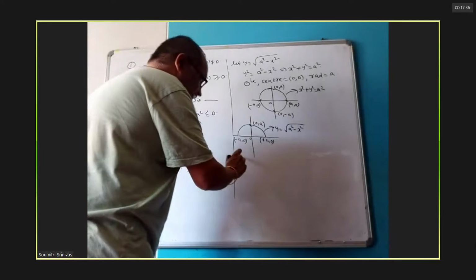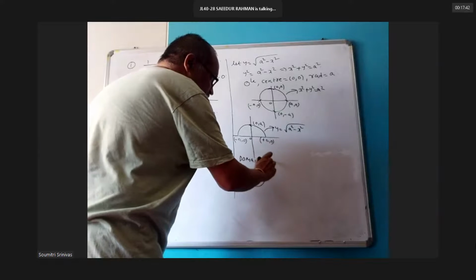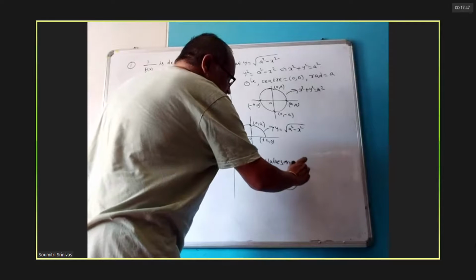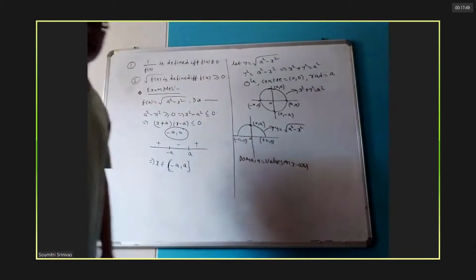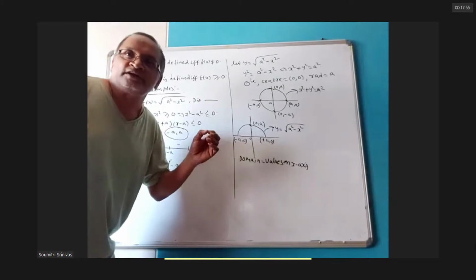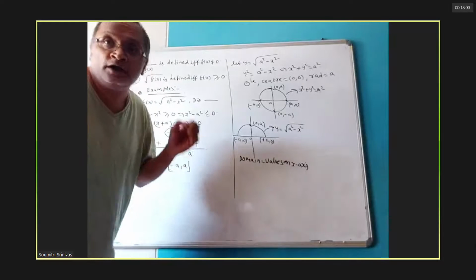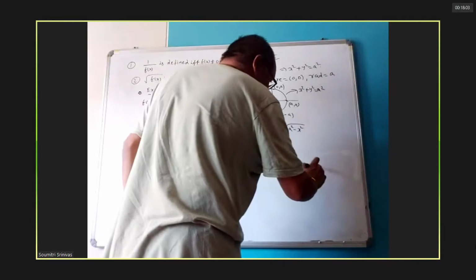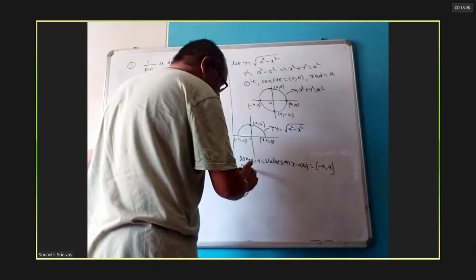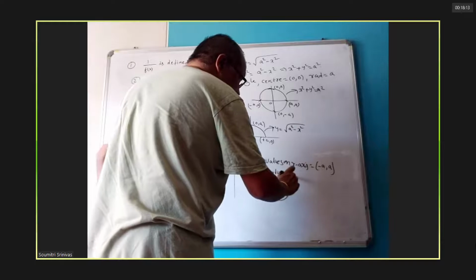इसका डोमेन क्या है? What's the domain? Domain means values on x-axis. What are the values? You can see which function is taking on x-axis: minus a to a. Range means 0 to a, values on y-axis.